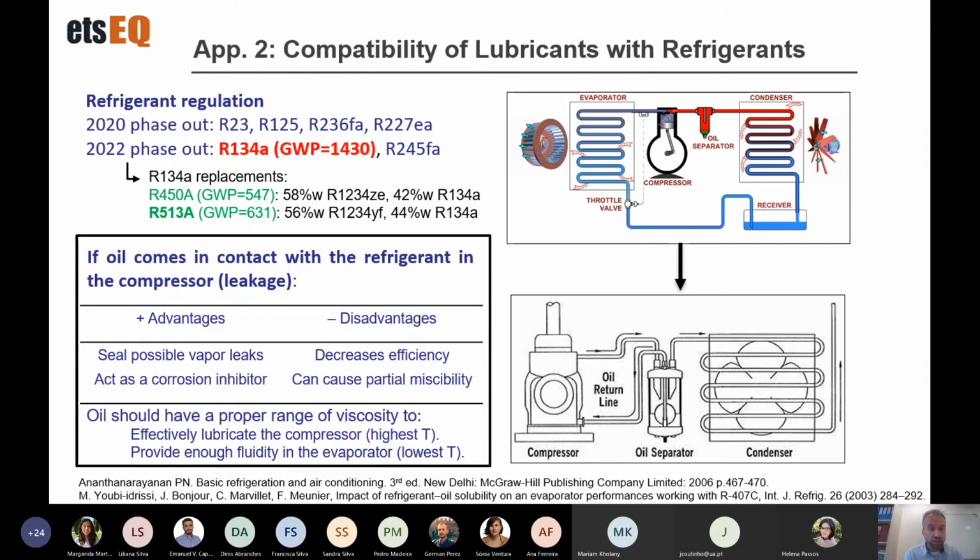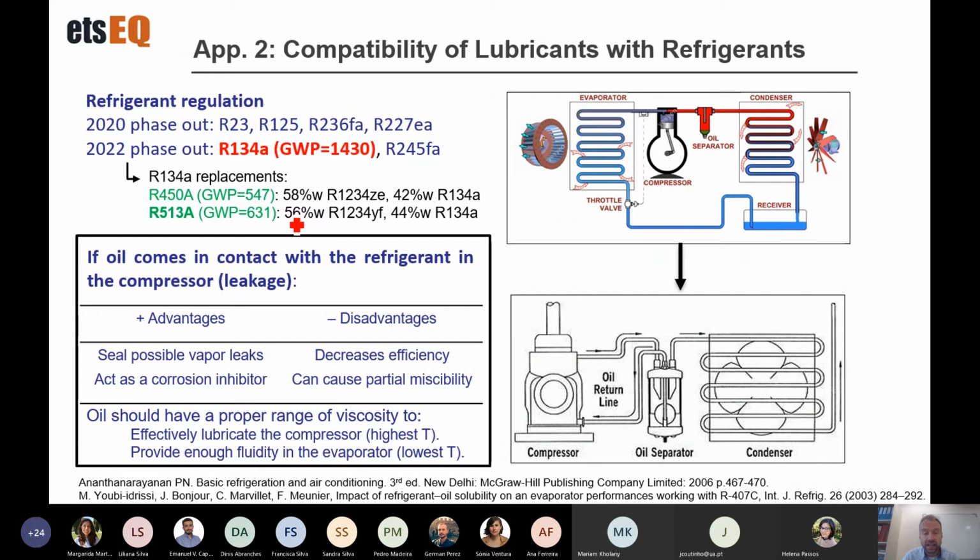The second and final application is related to the compatibility of lubricants with refrigerants. This is something a little bit different, but it is also related to the reduction of greenhouse gas emissions. Now we are talking about fluorinated refrigerants, which have severe global warming potentials, higher than CO2. In fact, regulations will phase out some of them, such as R134a. There are several replacements being studied, and some already in use, such as R450A and R513A, which have lower global warming potentials.